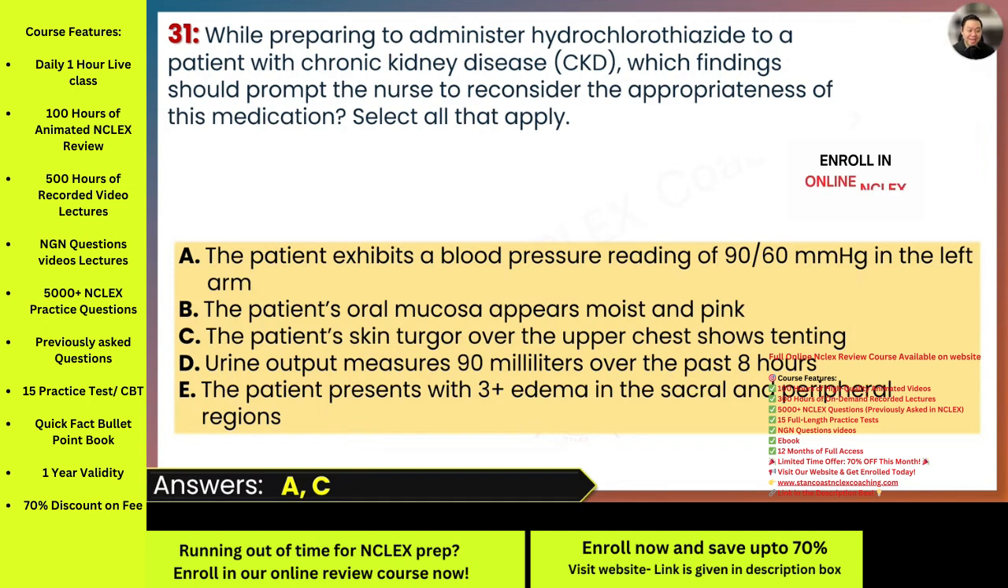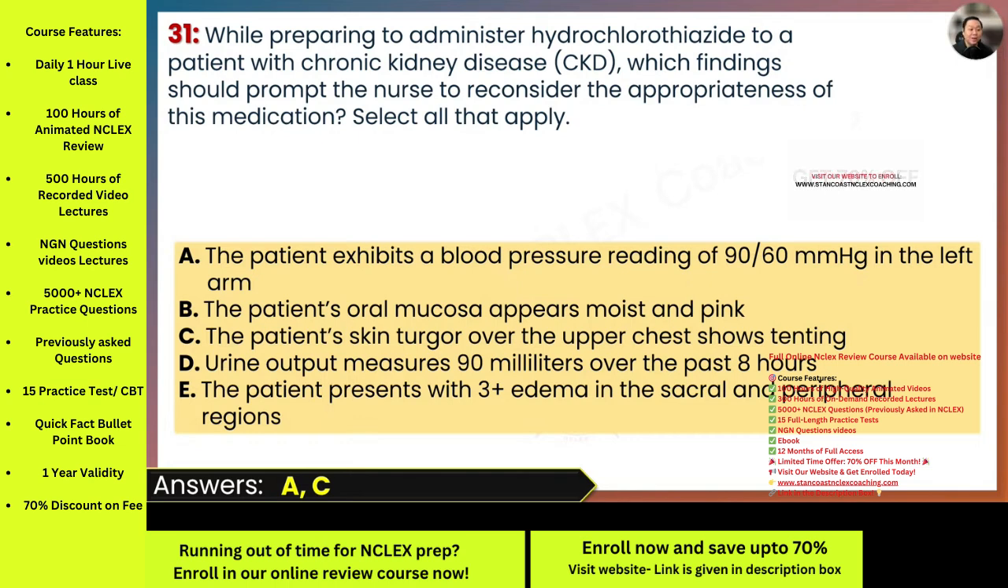Urine output measures 90 mL over the past 8 hours. So pay attention to the case. We have a client that has chronic kidney disease. And D, which shows urine output measures 90 mL over the past 8 hours, is an expected finding because of their chronic kidney impairment. All right. So we know that this is low output. It's not unusual for this patient to have this oliguria. So it doesn't necessarily mean the diuretic should be withheld this time.